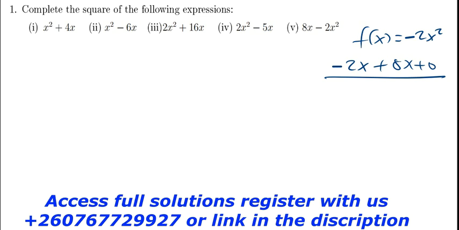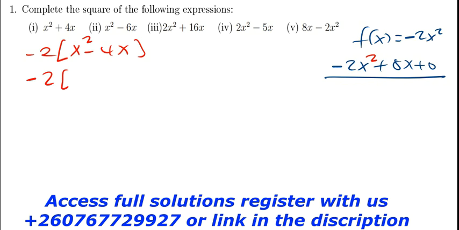Okay, let me do it for you. You factor out negative 2. So if you factor out negative 2, here you remain with x squared. Then 8 divided by negative 2 is negative 4x. Then there, negative 0. Just leave it. 0 is not going to affect anything. I'll leave it like that.